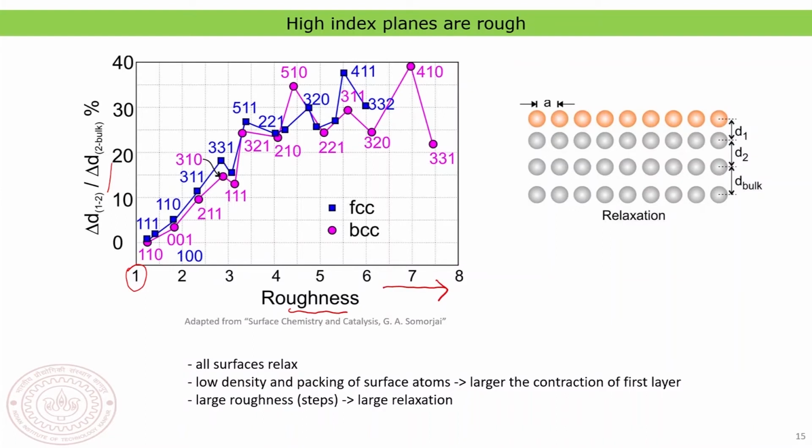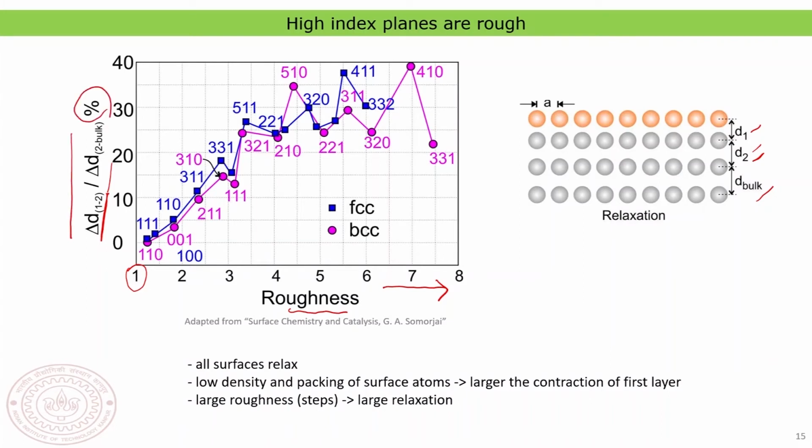Now, this roughness of different surfaces is plotted against the difference between the lattice distances between the first and second layer and between the second and bulk lattice, which is plotted along the y-axis, and that is given in percentage basically.